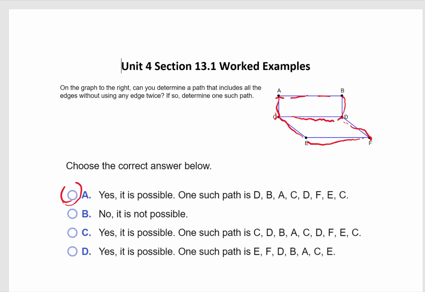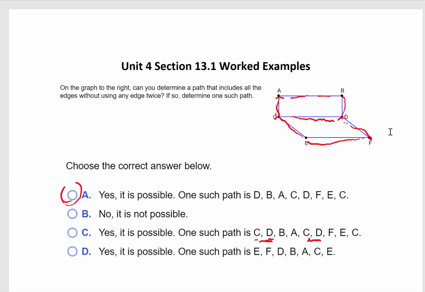If we look at some of the other ones, we'll notice that they actually take 2 edges twice. For instance, in C, if you look here, you can see in the tracking that CD is included 2 times. And if you look at the one in answer D, it doesn't include all the edges. So the correct answer for this one is choice A.